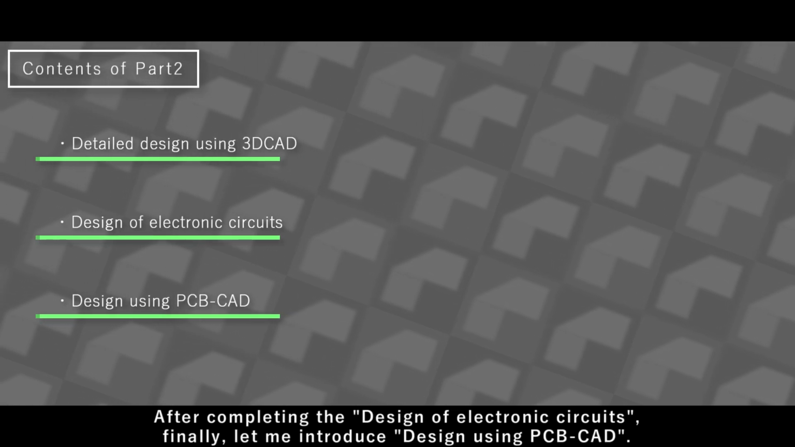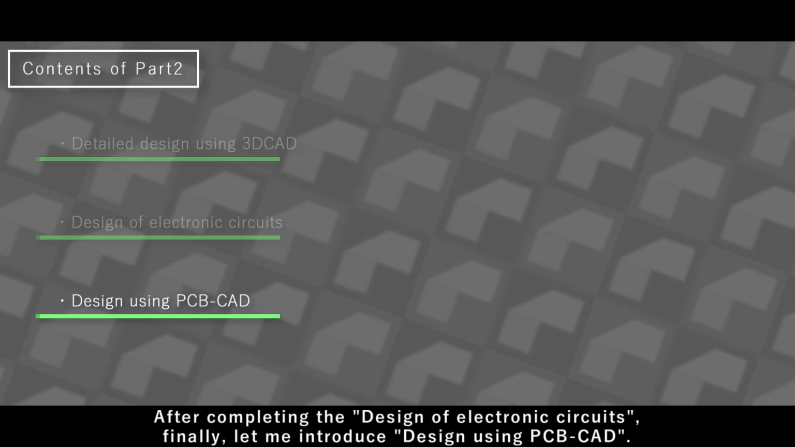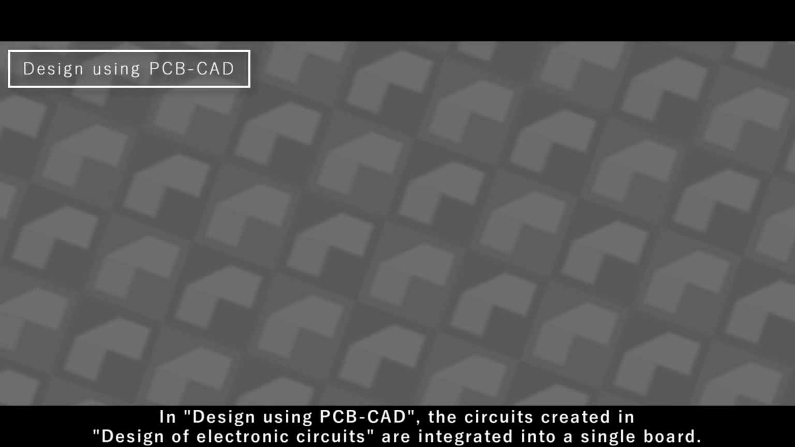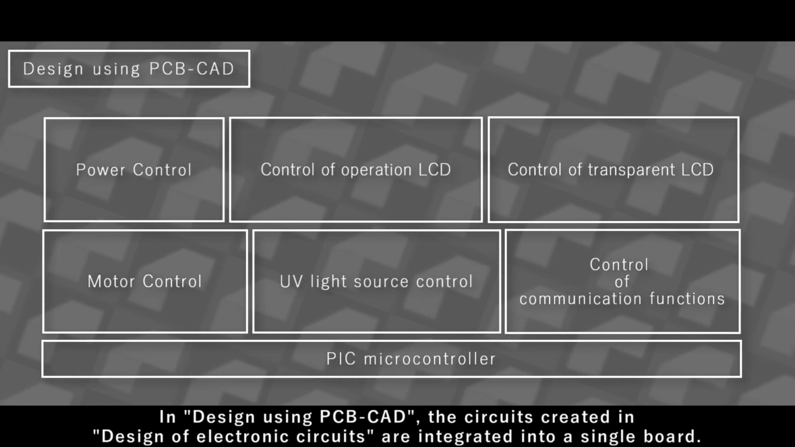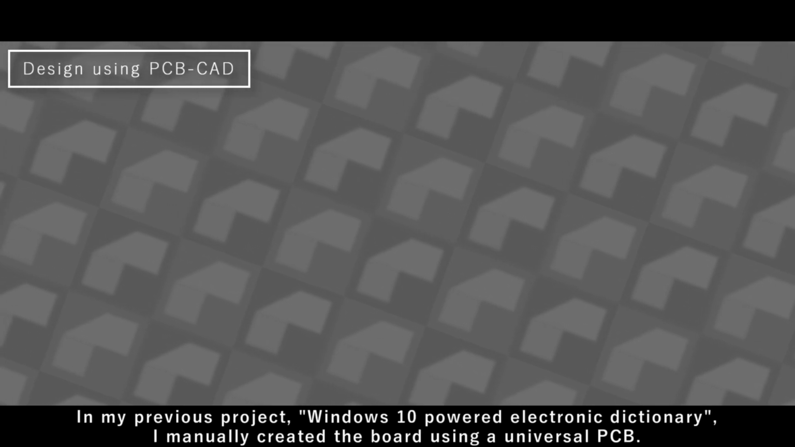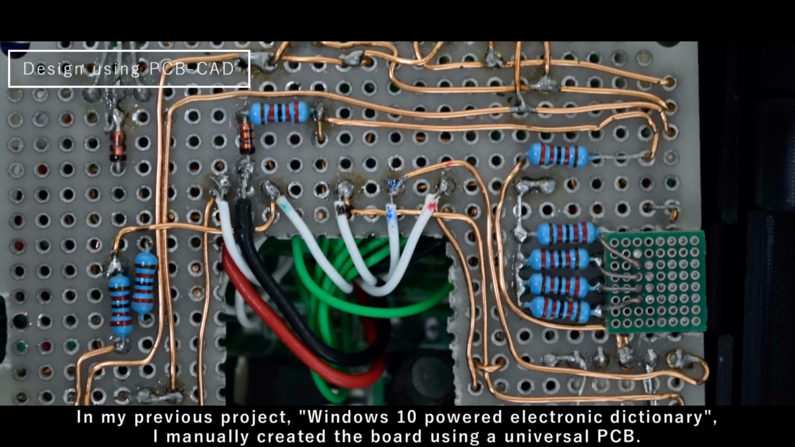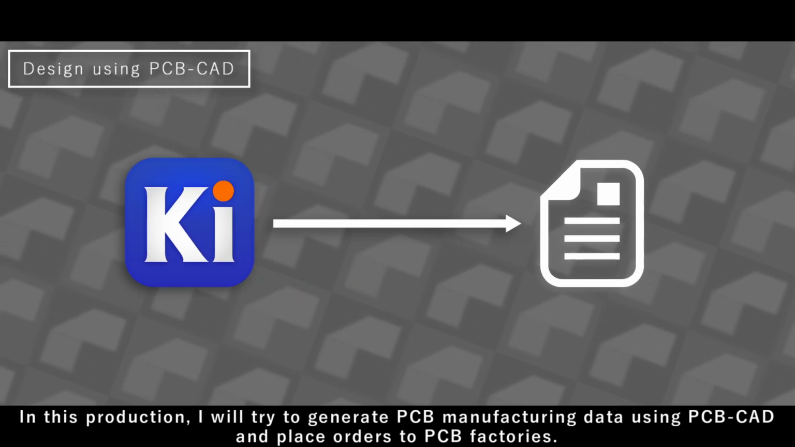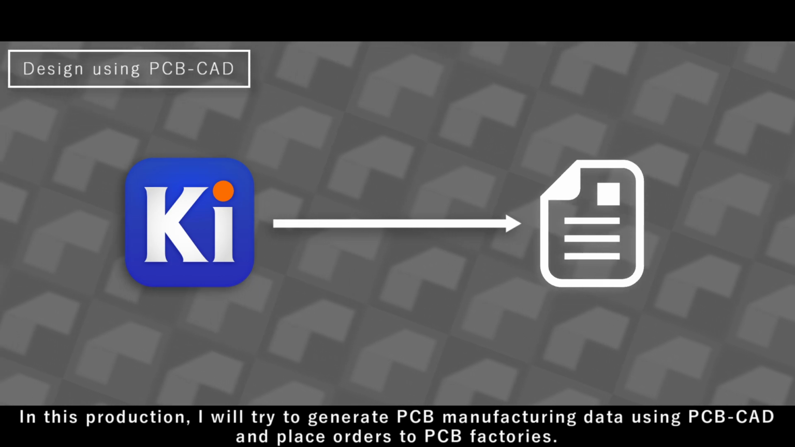After completing the design of electronic circuits, finally, let me introduce design using PCB CAD. In design using PCB CAD, the circuits created in the design of electronic circuits are integrated into a single board. In my previous project, Windows 10 Powered Electronic Dictionary, I manually created the board using a universal PCB. In this production, I will try to generate PCB manufacturing data using PCB CAD and place orders to PCB factories.